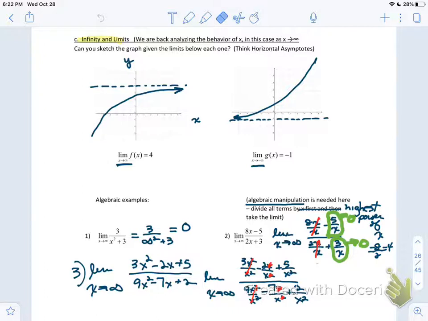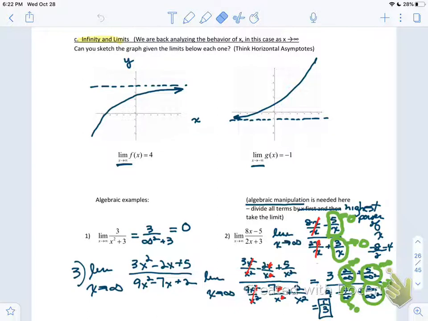Okay, so now let's take the limit, which means plug in for infinity, again with air quotes. So the limit is going to equal 3 minus 2 over infinity plus 5 over infinity squared, all over 9 minus 7 over infinity plus 2 over infinity squared. Just like the above case, this is going to go to 0. This is going to 0. This is going to 0. And this is going to 0. I am left with 3/9, which can reduce to 1/3, and I am done.